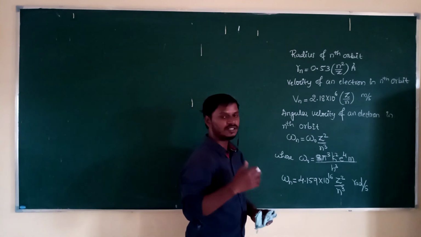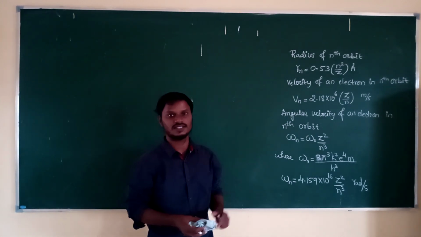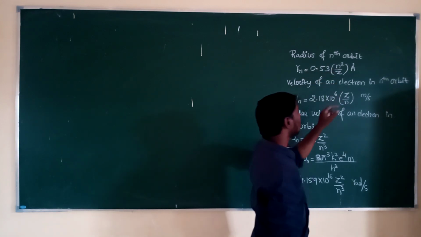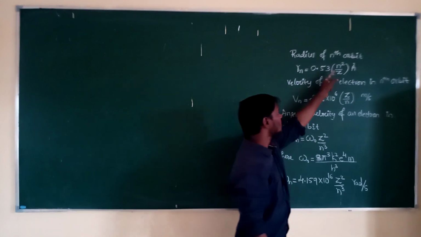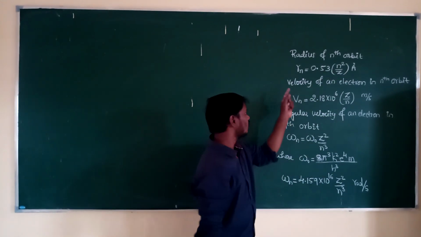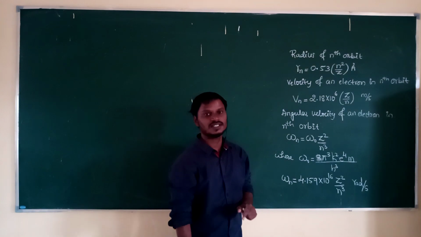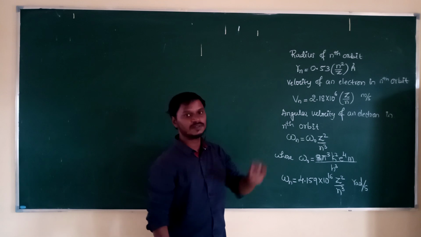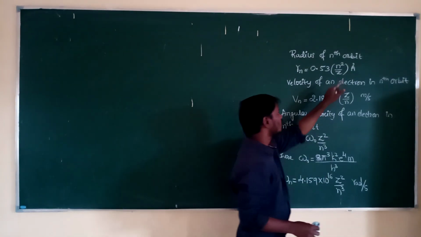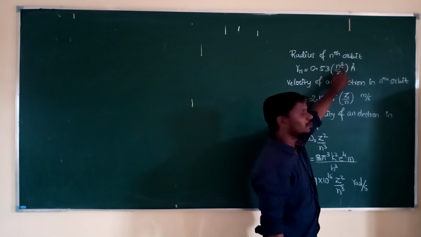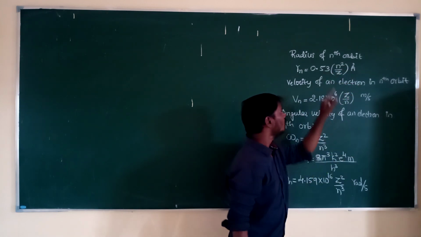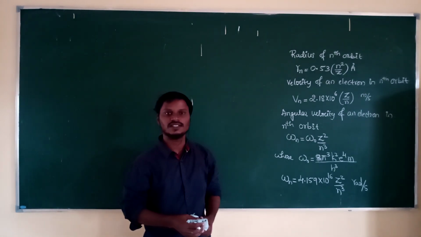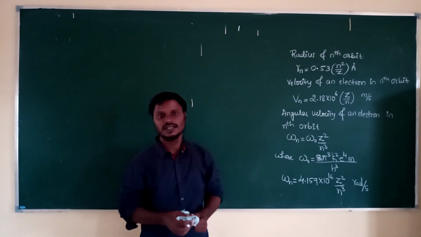Suppose we are going to find the radius of the first orbit of the hydrogen atom. First orbit means the n value is taken as 1, and for the hydrogen atom the atomic number is 1. Then 1 square by 1 is again 1. Then the radius of the first orbit of the hydrogen atom is how much? That is 0.53 angstrom. Then the radius of the second orbit of the hydrogen atom: second orbit means n is 2. 2 square is 4 and Z is 1. 4 into 0.53 gives 2.12 angstrom. So it is the radius of the second orbit of the hydrogen atom.